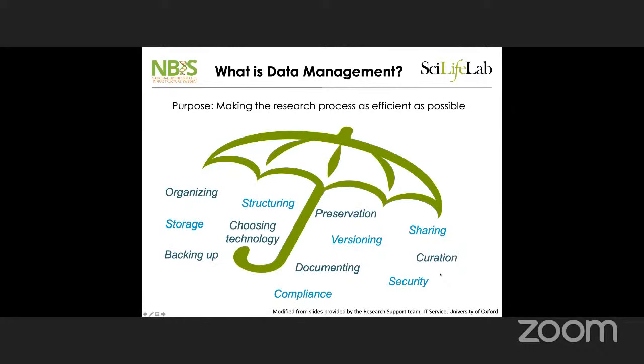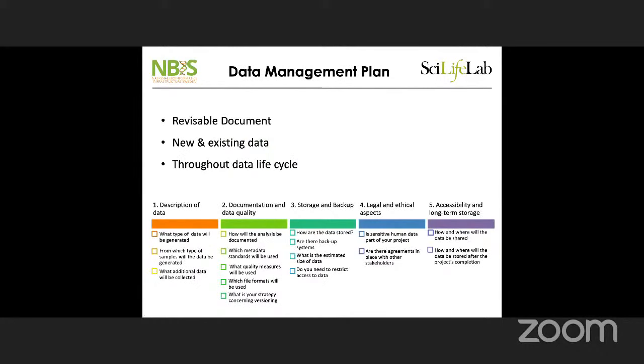So I'm going to show you an example of what a data management plan can entail. So there are usually different sections that look a little bit different depending on who the stakeholder is that asks for the data management plan or who prepared it. But these are some general chapters. So first we have description of data. What type of data will be generated, or will you use existing data, and from which samples is this data generated? And then there are questions about documentation and data quality.